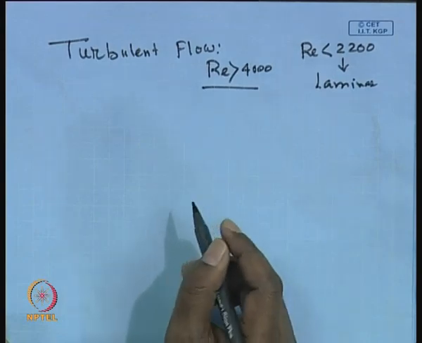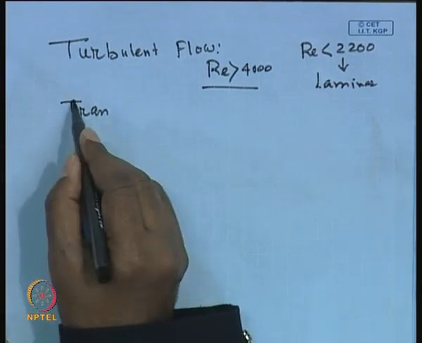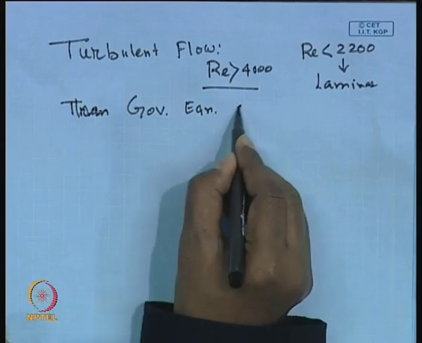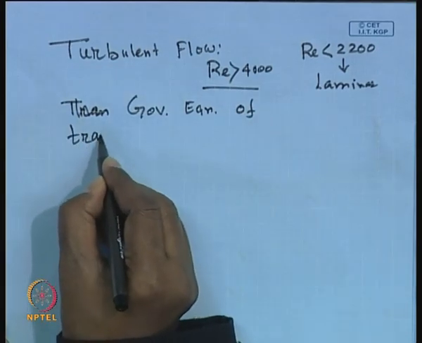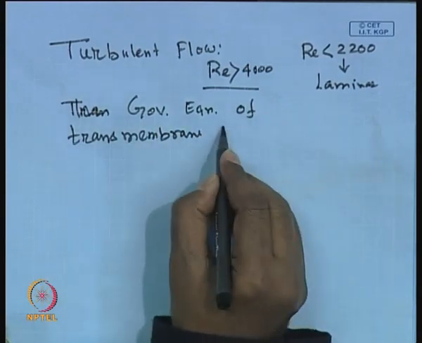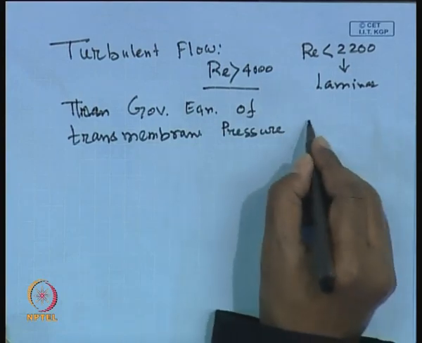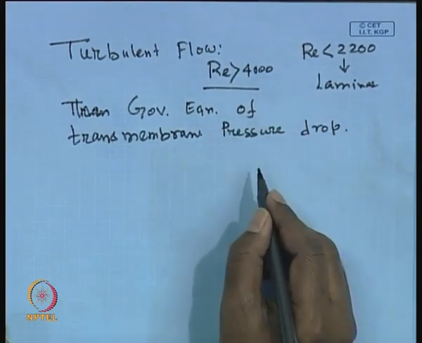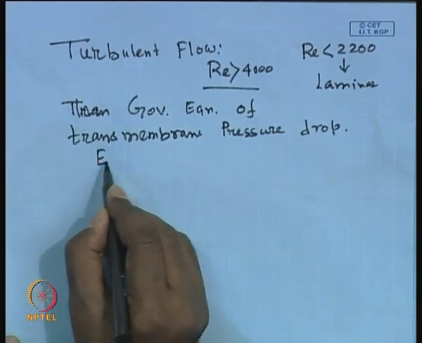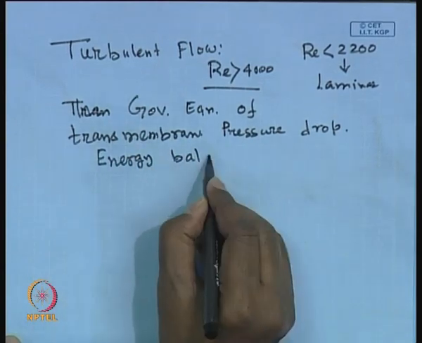We have to do an overall transmembrane pressure drop, governing equation of transmembrane pressure drop. If you remember how we obtained it last time, this is a turbulent flow. So, the governing equation of transmembrane pressure drop will be no longer the way we have obtained earlier. That will be obtained by doing an energy balance equation over a differential element.